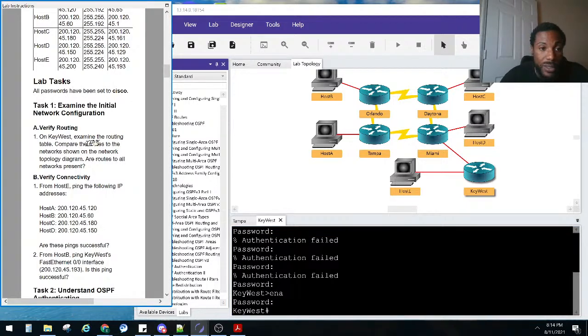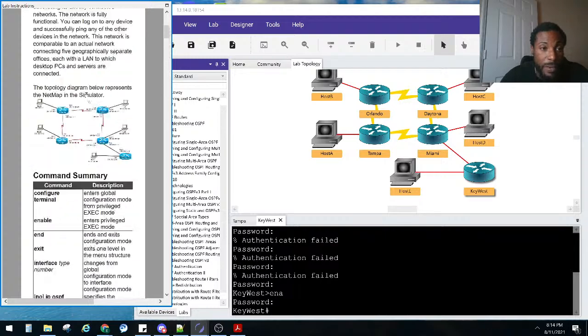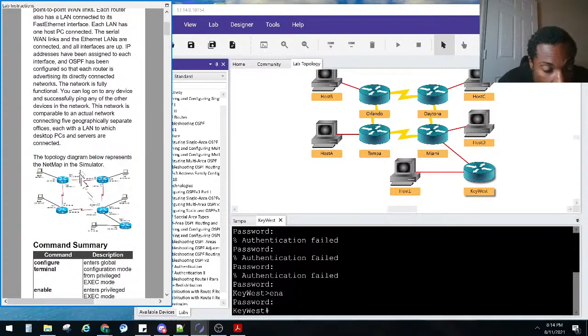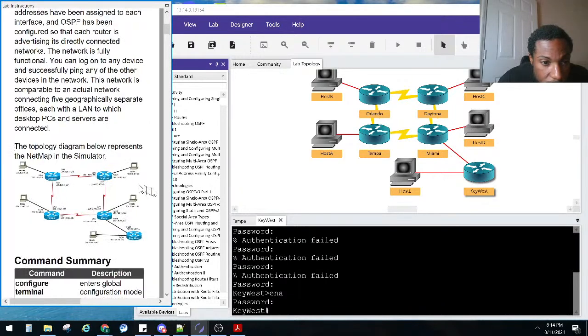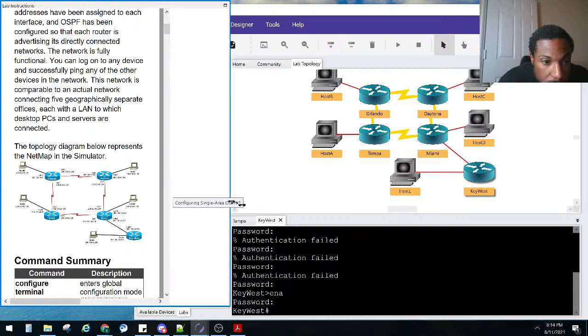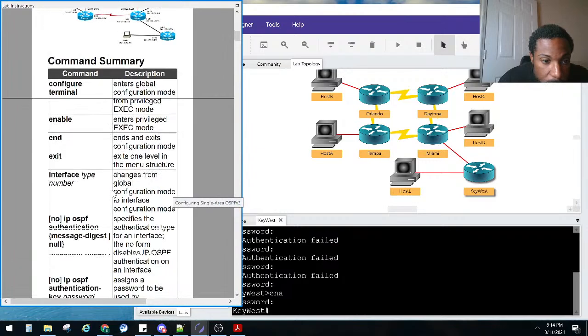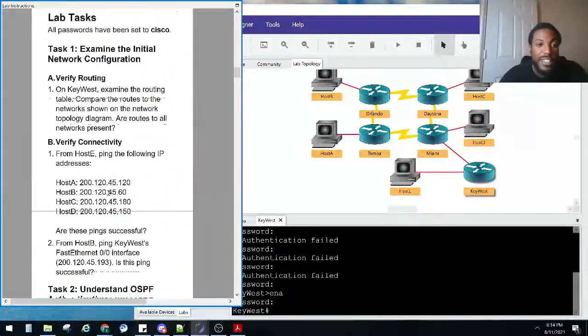Examine the routing table. Compare the routes to the networks shown on the network topology diagram. So here's the topology diagram right here. I don't think we can zoom in. Oh yeah, I guess we can. I don't know if y'all can see that or not. That's a little too small, but let's just run the show commands and look at this, man. Are routes to all networks present?